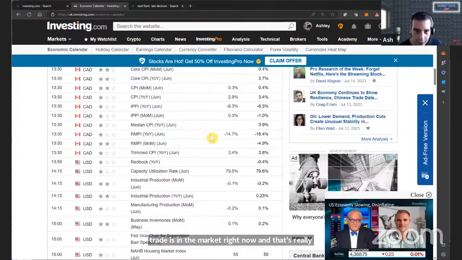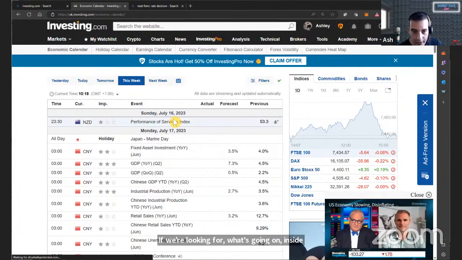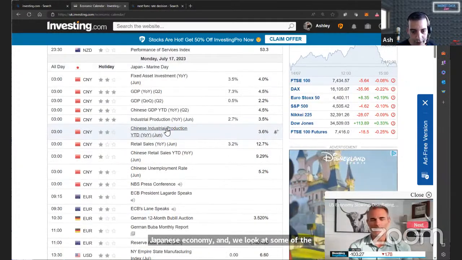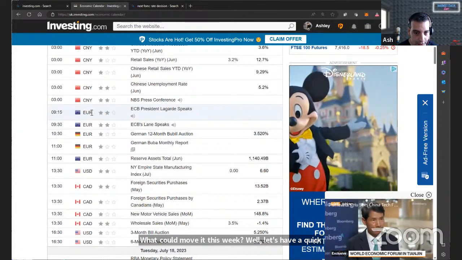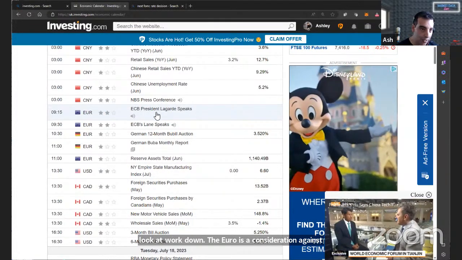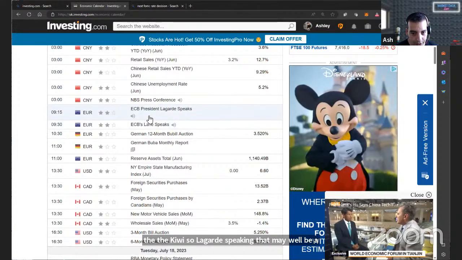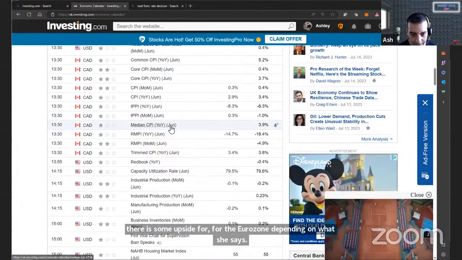So if we're looking for what's going on inside the Japanese economy, and we look at some of the fundamental data with the Kiwi economy as well, what could move it this week? Well, let's have a quick look down. The euro is a consideration against the Kiwi. So Lagarde speaking, that may well be a driver. So you might find that on Monday there is some upside for the eurozone, depending on what she says. So there's some speculation there.